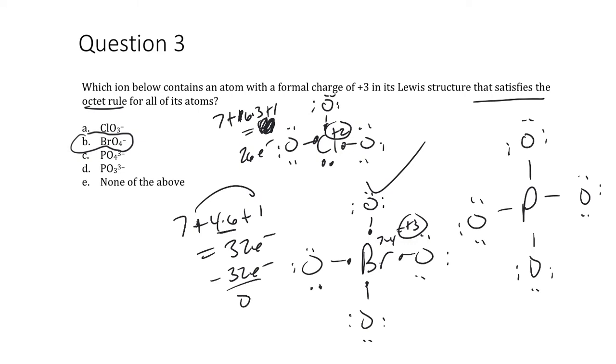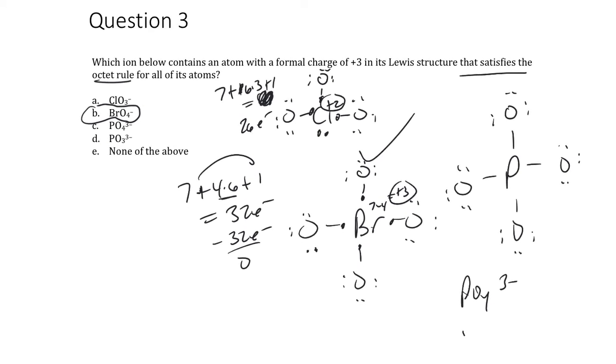PO4 3 minus is very similar. We have 5 plus 24 plus 3, so that's also 32 electrons. So we're good with this structure here, no double bonds, satisfying the octet rule. But now phosphorus has 5 electrons to give it a neutral charge, and it's only surrounded by 4. This is a plus 1.